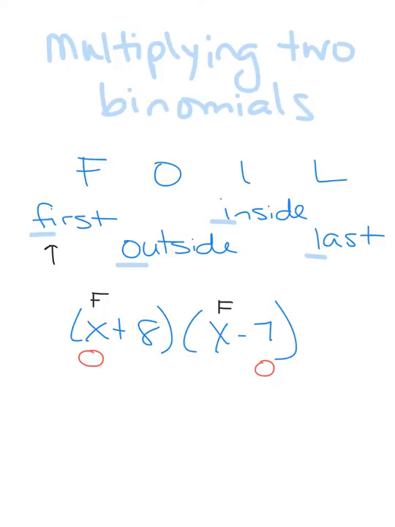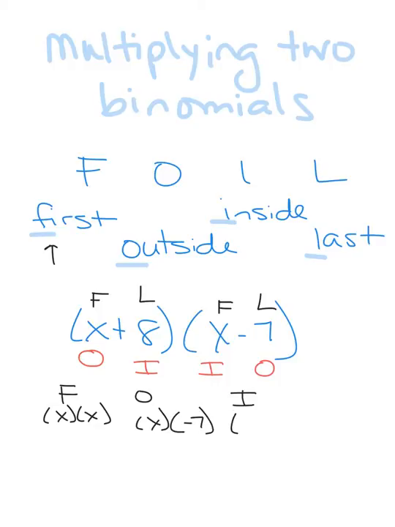And then the I stands for inside. This 8 and this x, they're going to be our inside. And then we're going to multiply our last terms, which right here are the last terms of each given binomial. So when we multiply this, this is what it looks like. My first term is x times x. My outside term in FOIL is x times negative 7. My inside term is 8 times x. And then my last term is 8 times negative 7.